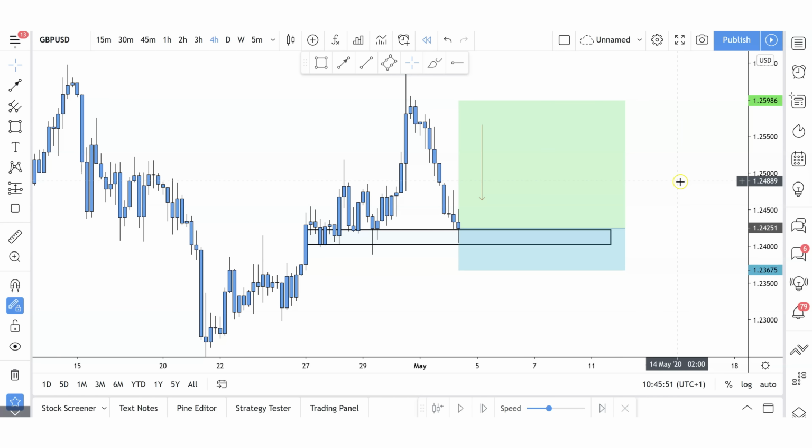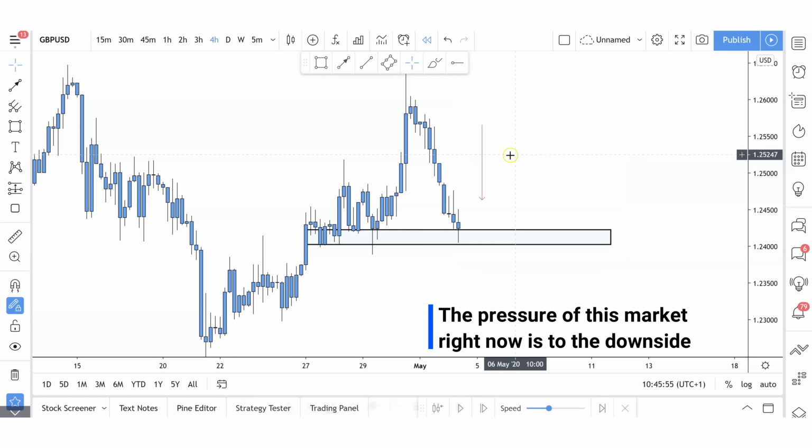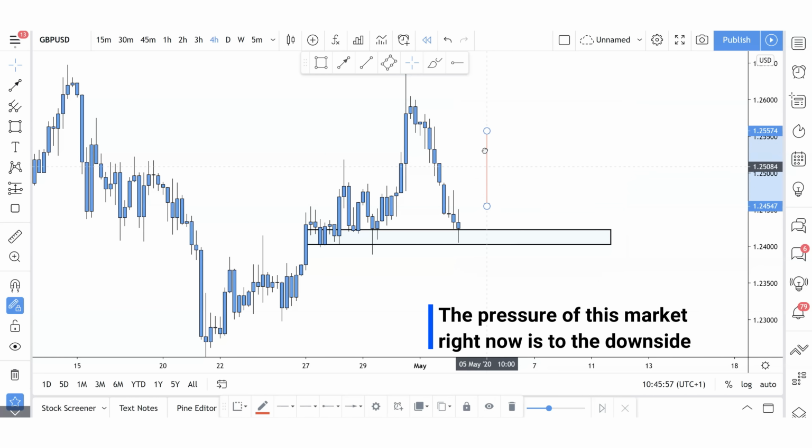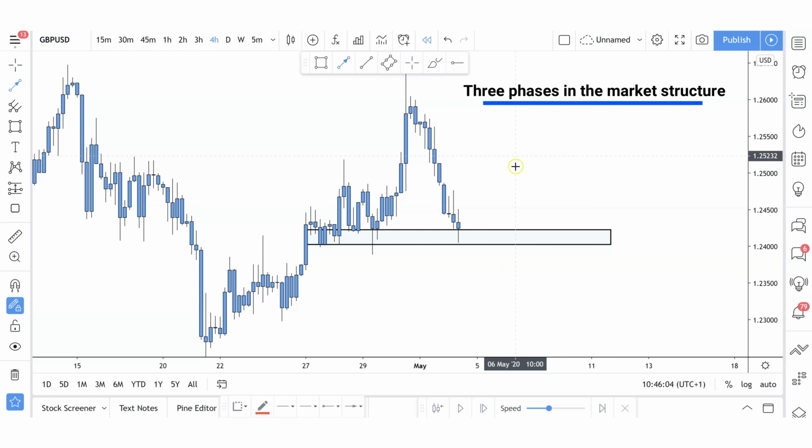This does not make sense. The pressure of this market right now is to the downside. It's bearish, okay? But what can we do? Well, let's highlight something: 3 phases in the market structure.